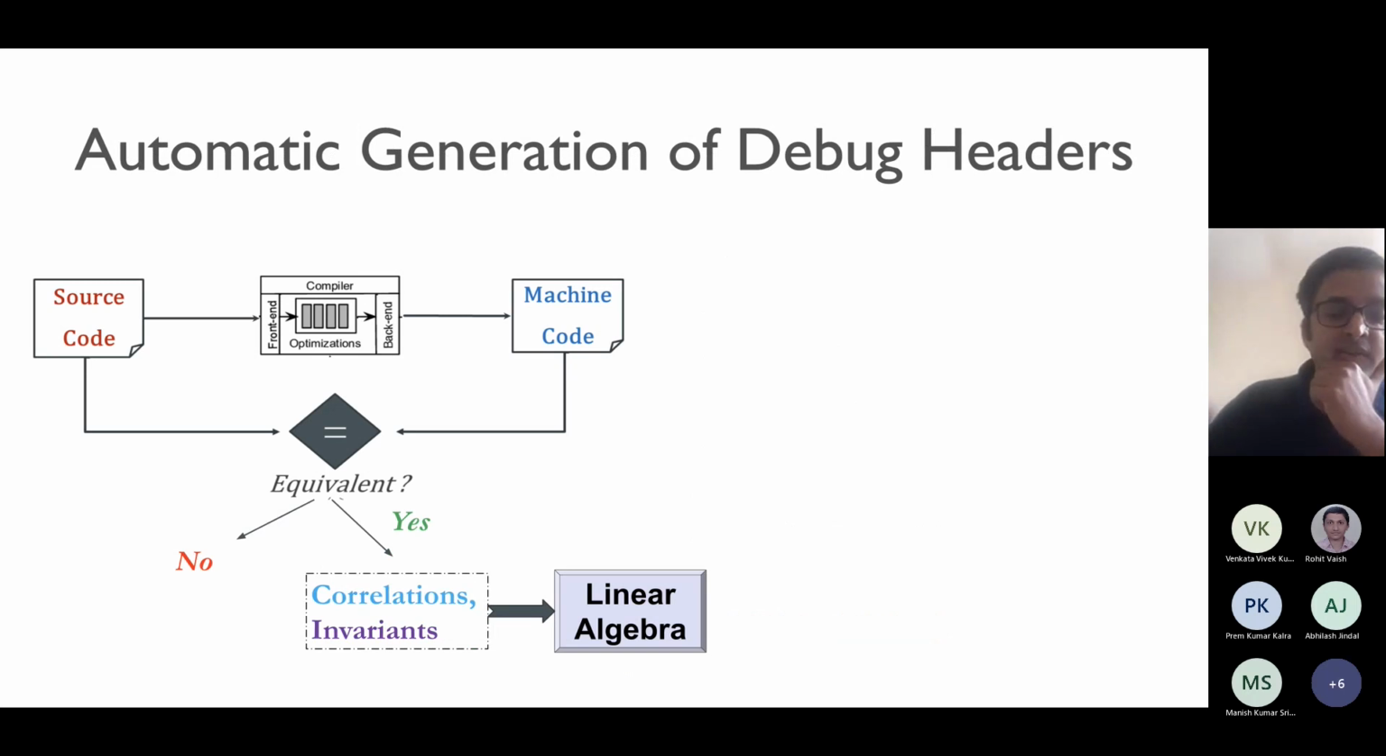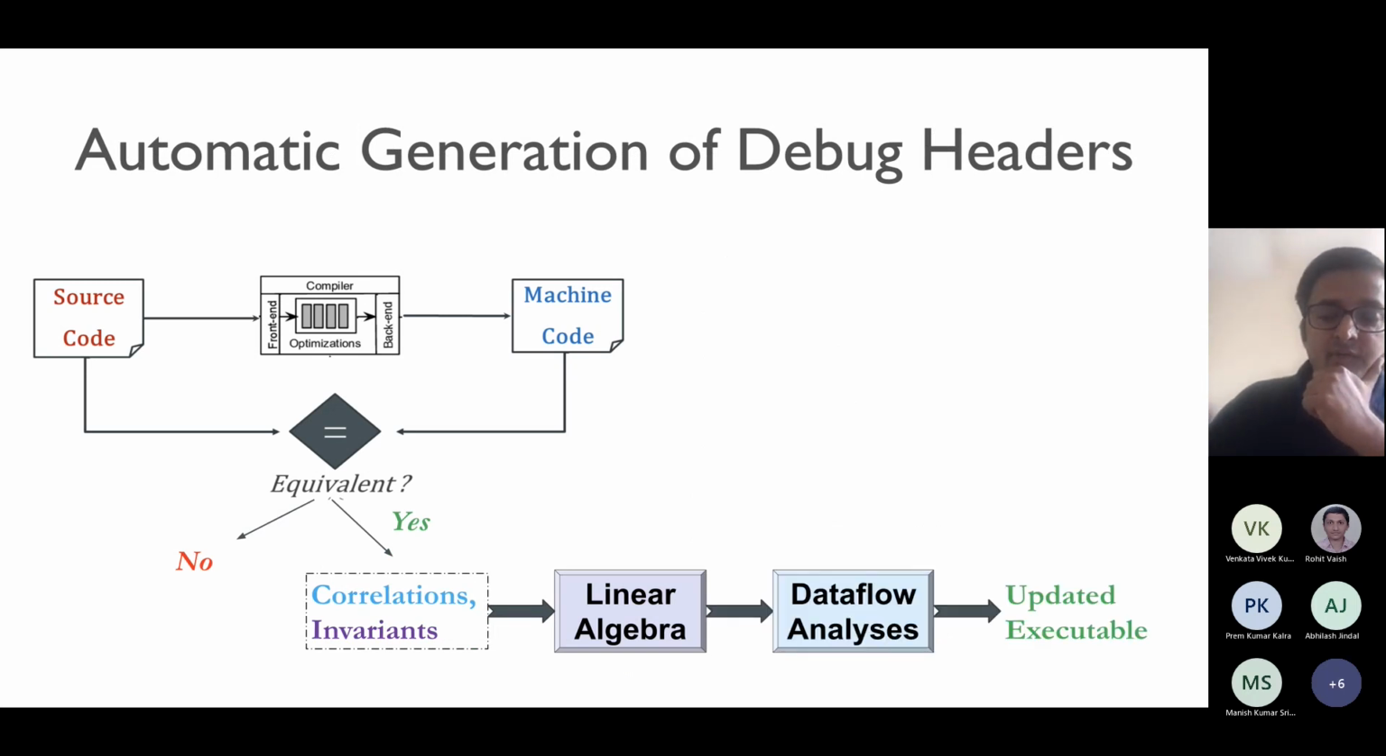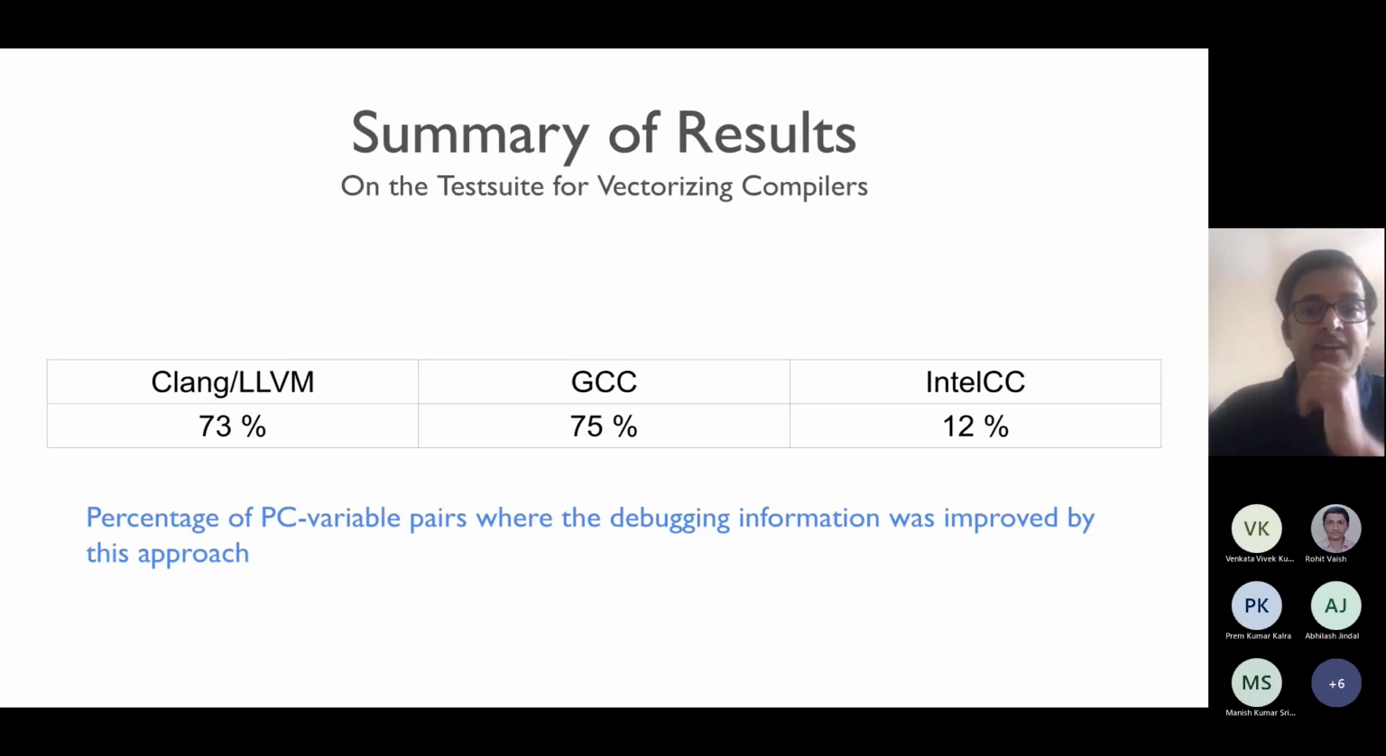We get these correlations and invariants in our proof. We use linear algebra and data flow analysis and update the executable debug headers. And these are the summary of our results. For the test suite of vectorizing compilers again, we find that we can improve the debug headers by 73% for Clang LLVM, 75% for GCC. So they are really doing a lousy job right now, at least for these benchmarks. So pretty much we are able to make the debugging information almost nearly complete.